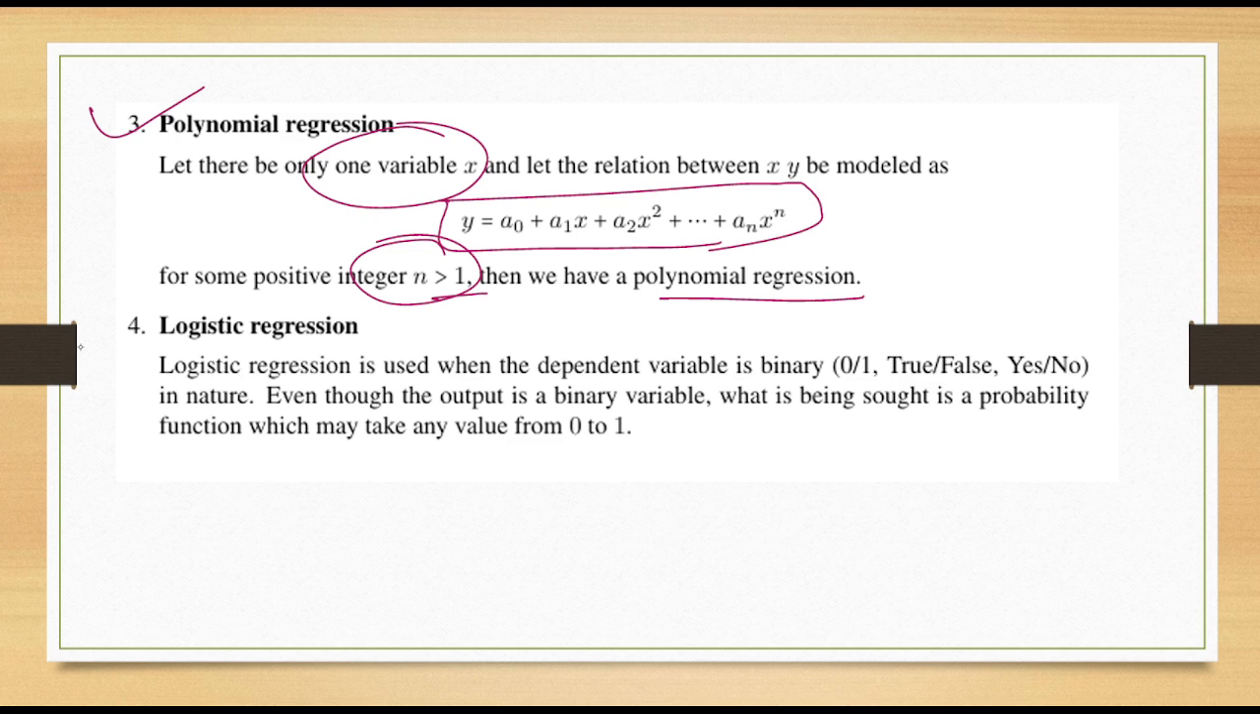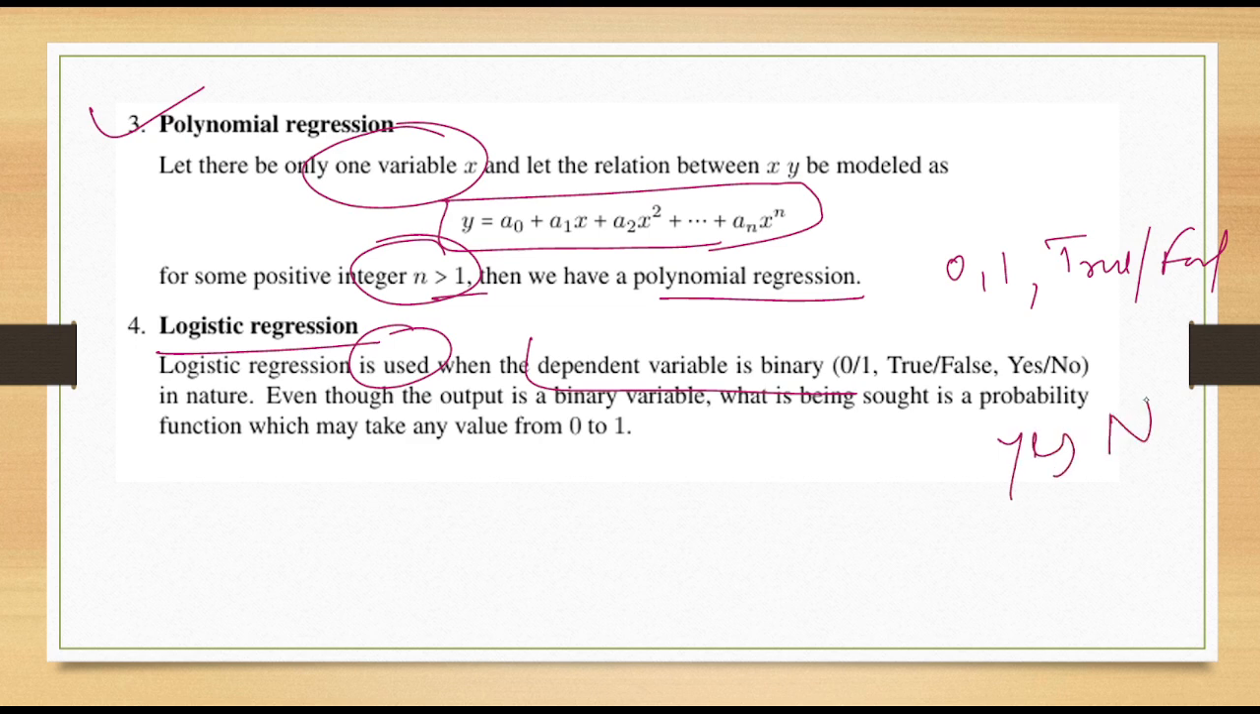Next we have logistic regression. Mostly this is not a regression model, but we also use this as regression. Here we have a dependent variable of binary nature. So logistic regression is used when the dependent variable is of the form either 0 or 1, true or false, yes or no. In this case, we say this is logistic regression.